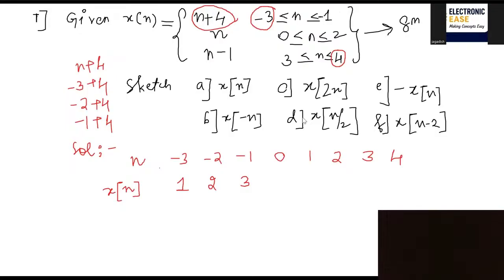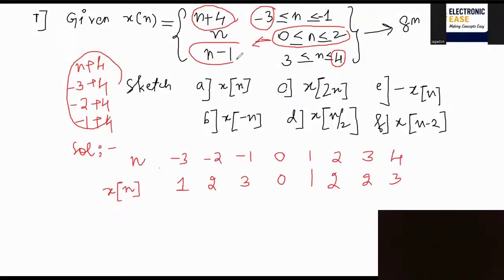Next, from 0 to 2, whatever the n value is, that is x of n. From 3 to 4, it is n minus 1: 3 minus 1 is 2, and 4 minus 1 is 3. Understood? Based on the conditions given, you have to see the limits: -3 less than or equal to n less than or equal to -1, it is n plus 4; from 0 to 2, it is n; from 3 to 4, it is n minus 1.